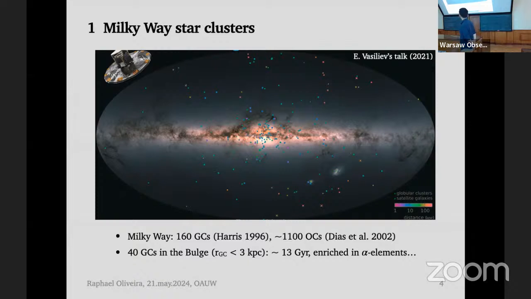These clusters are less studied than the others, obviously, because of the high reddening and the crowding of the bulge. But we know that they are very old, around 13 billion years, and are enriched in alpha elements, so they had a rapid chemical evolution, chemical enrichment.